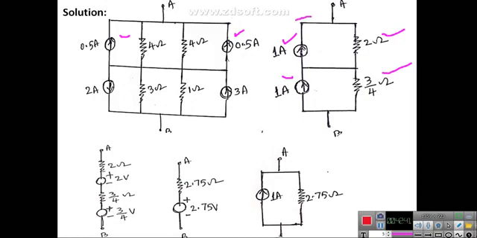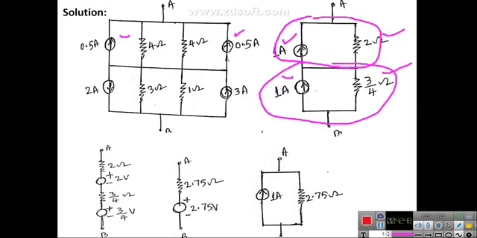This part is one current source in parallel with the resistance. Here also, one current source in parallel with the resistance can be replaced by a voltage source in series with the resistance. What is the voltage source here? Current is 1 ampere, resistance is 2, so V is equal to I into R. I is 1, R is 2, so 2 volts, with polarity plus here and minus there, and this 2 ohm will be connected in series.